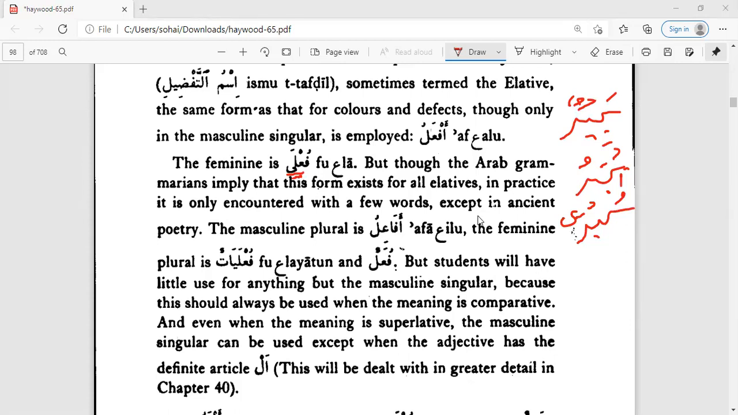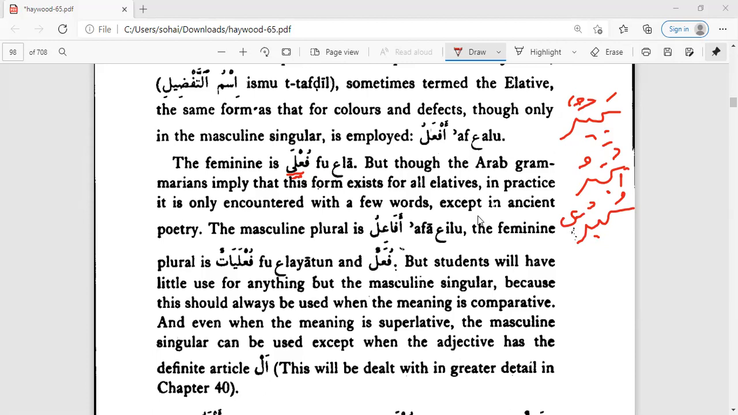So here it says that Kubra means she is the greatest. You could say she is the greatest, or she is greater than. We learn later that when you say greater than, you use min. Hiya Kubra min Fatima.